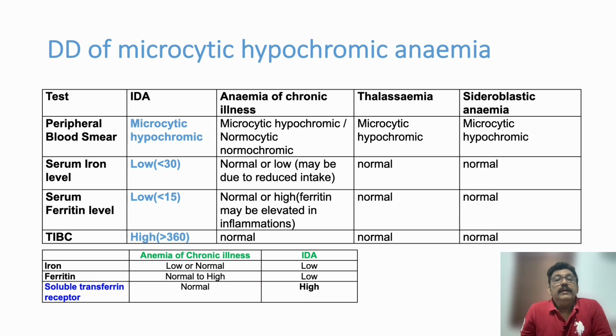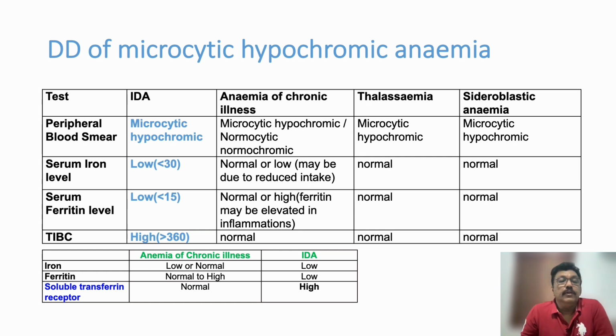Now, different types of anemias can present as microcytic hypochromic anemia: iron deficiency anemia, anemia of chronic illness, thalassemia, sideroblastic anemia. Peripheral smear will pick up some of the findings in microcytic anemia. Serum iron is very important, low in iron deficiency anemia, but in other conditions it may be normal or slightly reduced. Serum ferritin is a very important marker of iron deficiency anemia. It is not low in other conditions, but remember, anemia of chronic illness is an inflammatory condition. Ferritin is an inflammatory marker, so in that condition, ferritin can be slightly higher.